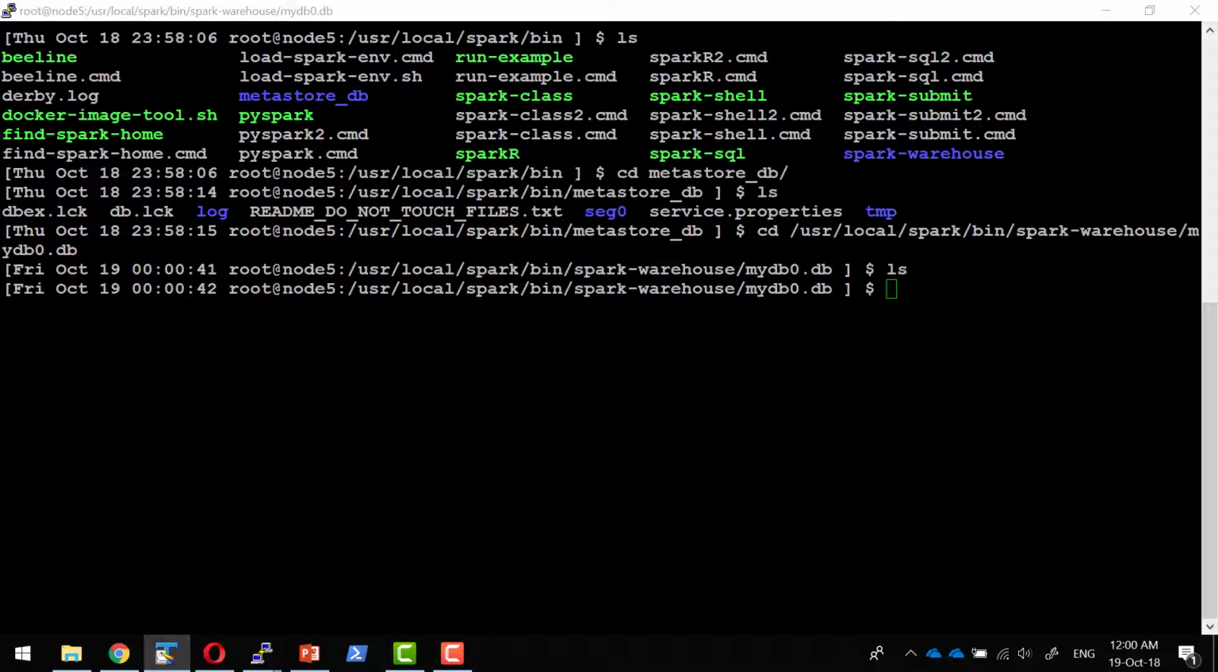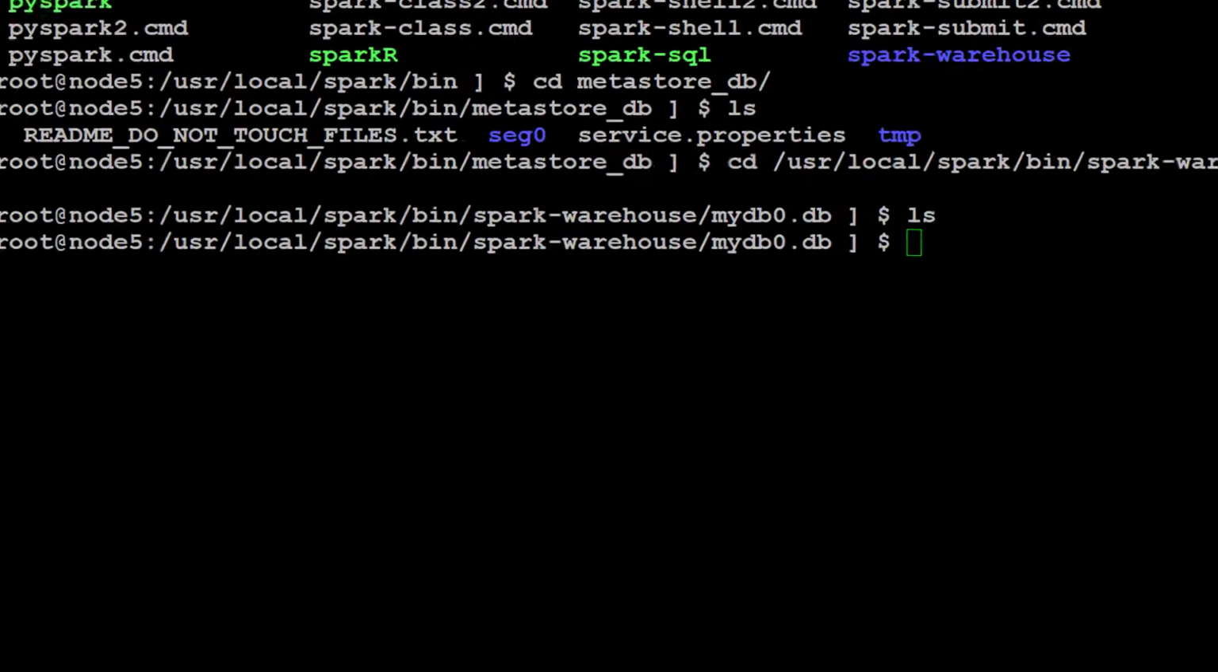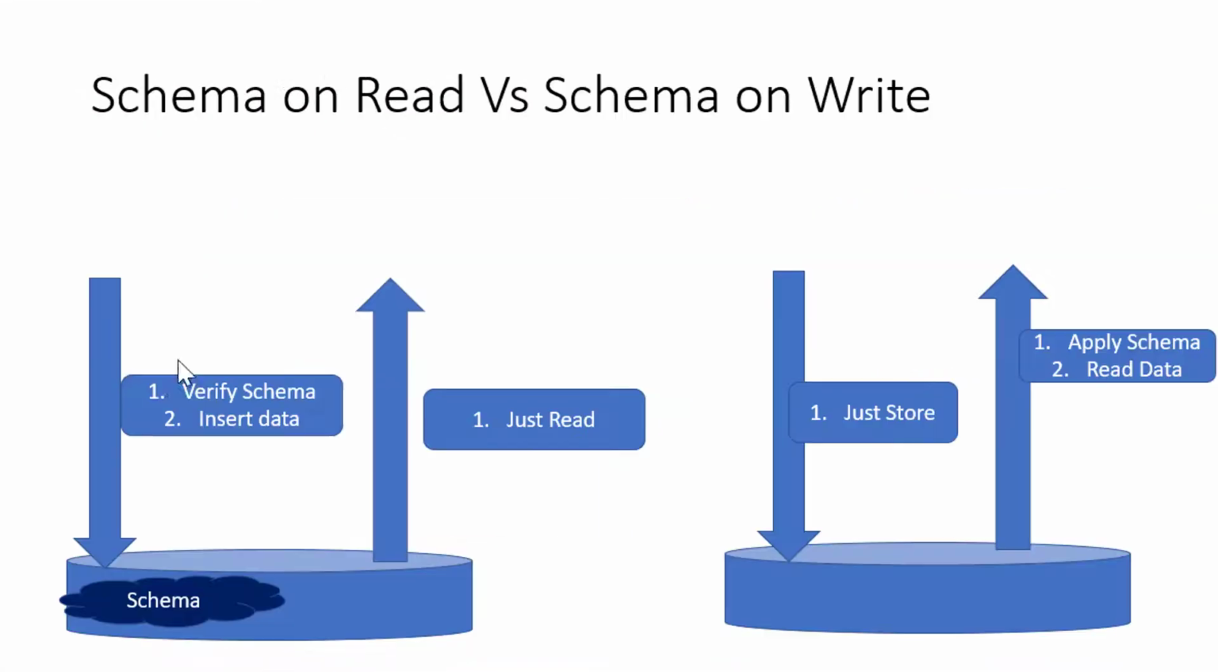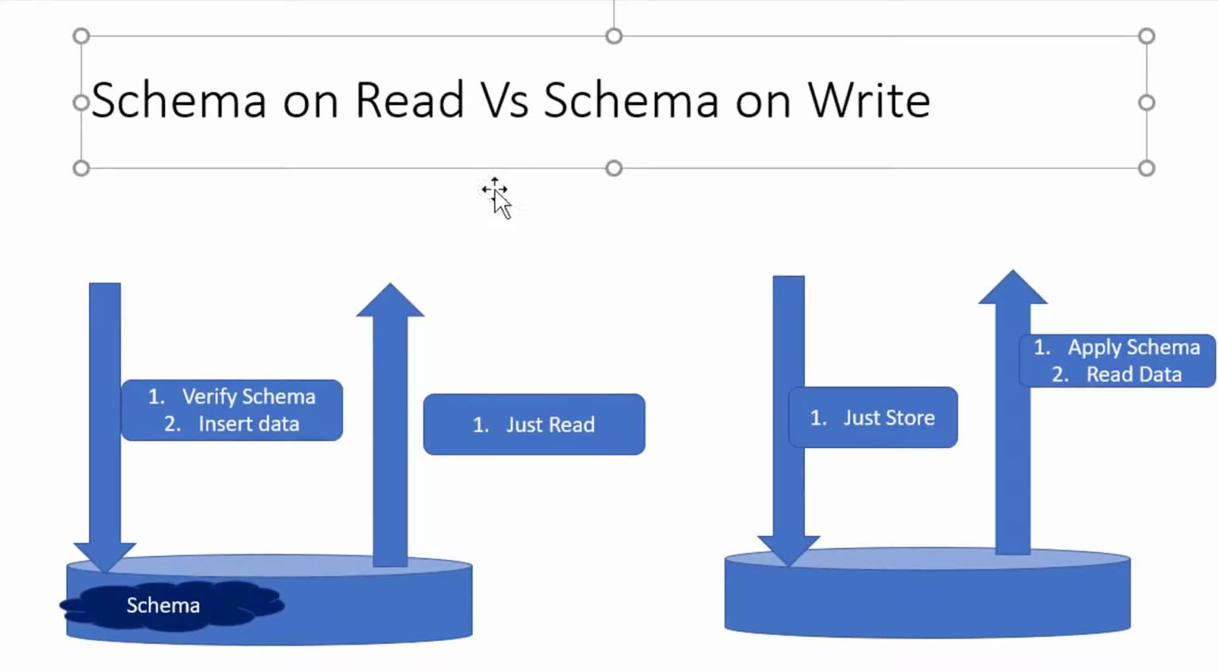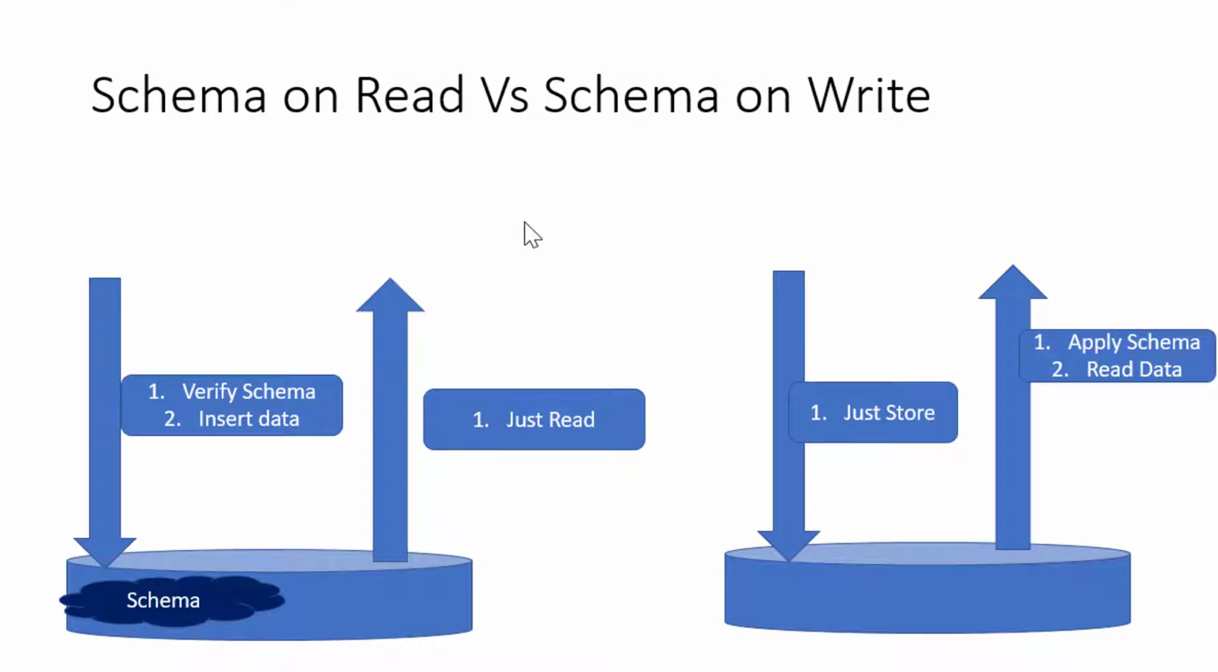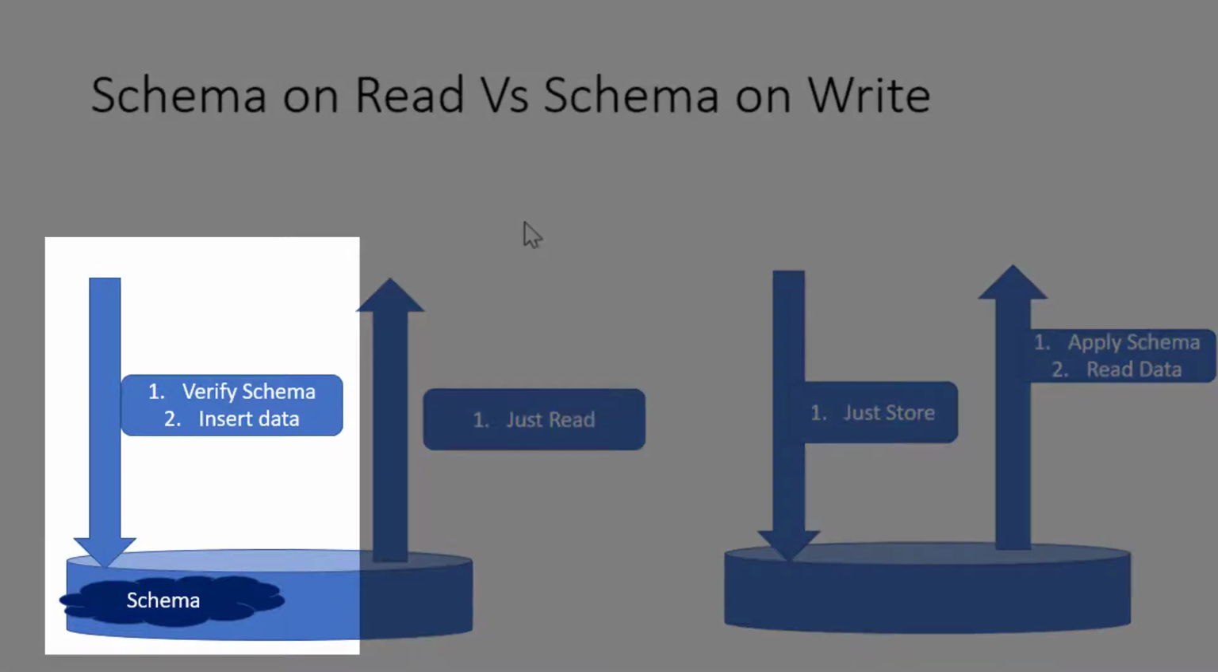I'm going to mention how the data for this particular table would be used. For that, we need to have an understanding on the schema on read versus schema on write. A normal database, generally it would use the schema on write option. That is, whenever you're going to insert a data into a database, it would verify the data whether it is matching with the schema. If it matches, it would get inserted. Otherwise, it would throw an error.